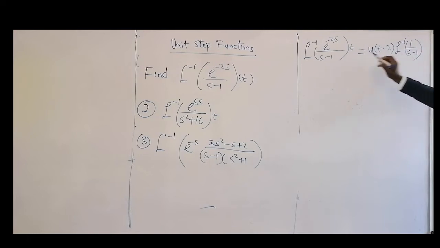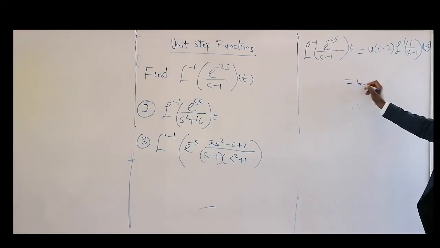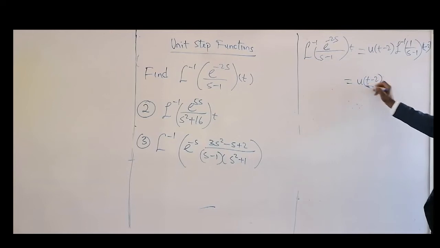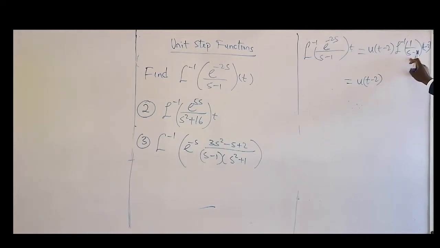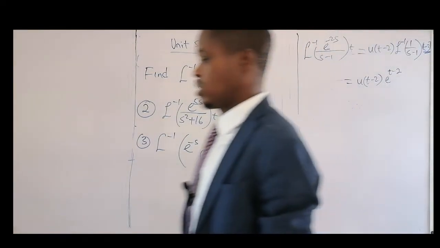Then your t here will now change to what? t minus 2. Okay, what does that mean? It's very simple. Your answer will just be equal to u of t minus 2 times this. The inverse of 1 over s minus 1 is e to the t. So this t will now be substituted with t minus 2, and that will be your answer for that one.